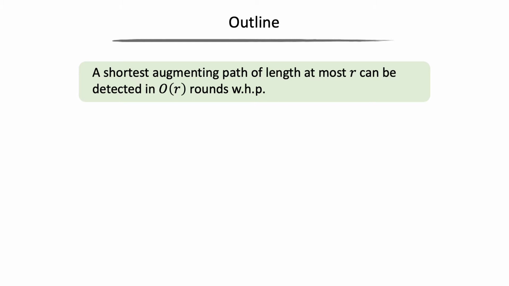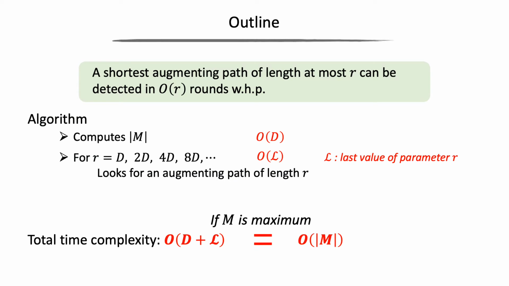To that end, we present a randomized protocol to detect whether there exists an augmenting path of length at most r in O(r) rounds of the CONGEST model with high probability. Then, if we have such tools at hand, the algorithm that I just described has the total time complexity of O(d + L). O(d) is needed for the first step of the algorithm, as we discussed, and O(L) is the time needed for all the repetitions of the loop, where L is the last value of parameter r in the loop, which means that L is the maximum length of an augmenting path that the algorithm looks for.